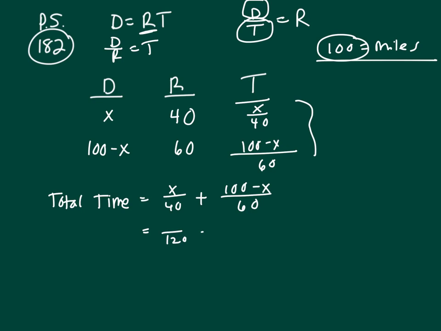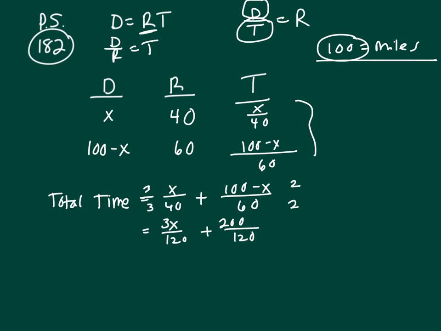In this case, it would be 120. What do I need to multiply 40 by to give me 120? I need to multiply by 3. That means I got to multiply the top by 3. It's 3x. What do I need to multiply 60 by to give me 120? That would be 2. That means I got to multiply the top by 2. The numerator has 2 terms, so multiply both of them by 2.